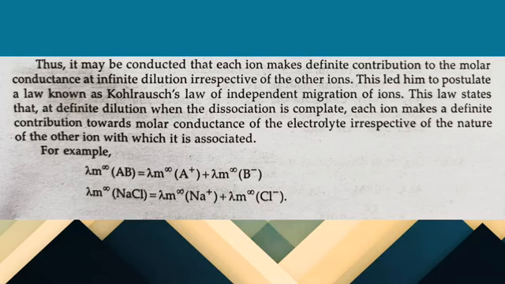For example, lambda m infinity of AB is equal to lambda m infinity of A, the cation, plus lambda m infinity of the anion. Again, lambda m infinity for NaCl, the actual example, is equal to lambda m infinity for the sodium cation plus lambda m infinity for the chloride anion. So that is the very interesting law called Kohlrausch's law.